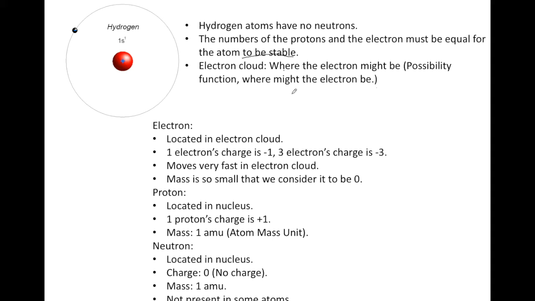Later, in the next video, we're going to be talking about orbitals. In this case, this electron is going to go in an s orbital, which is an orbital in the shape of a sphere. And basically, wherever in this orbital the electron might be, that is the electron cloud.